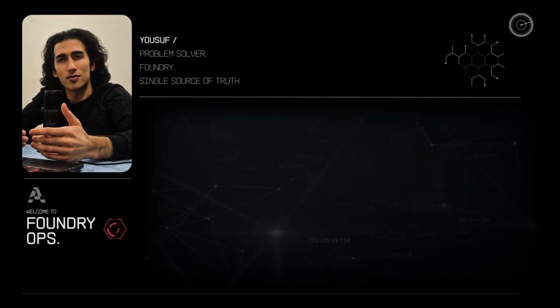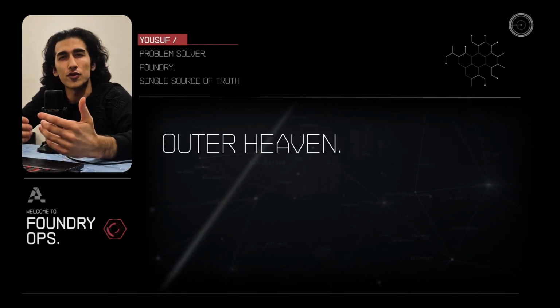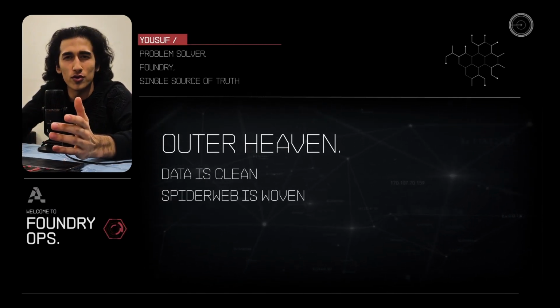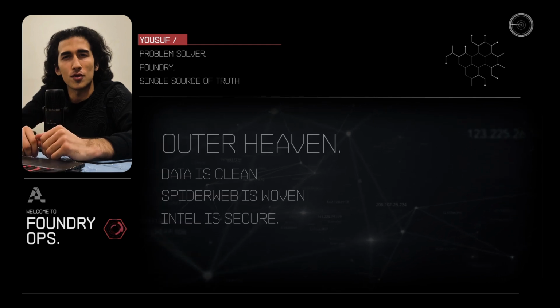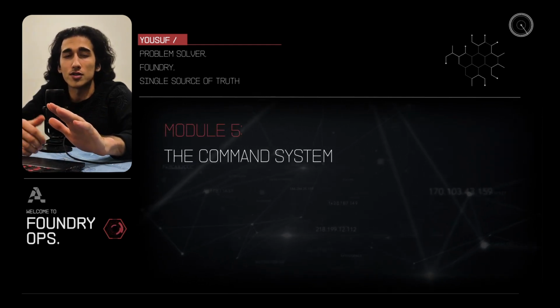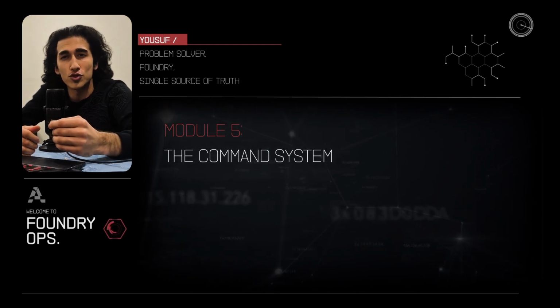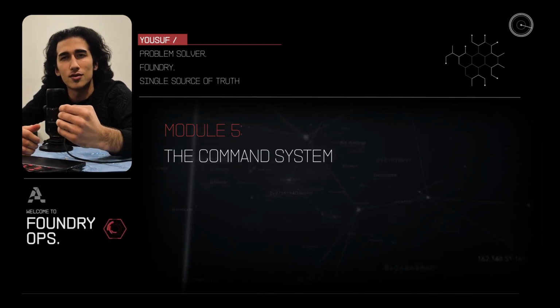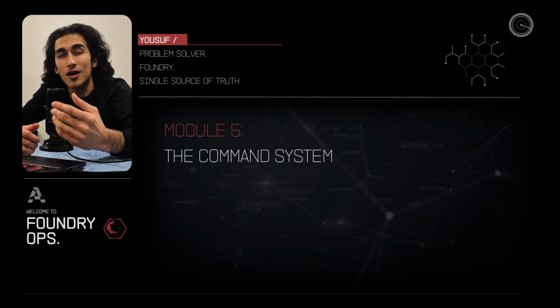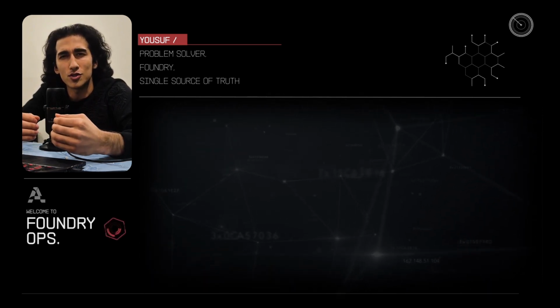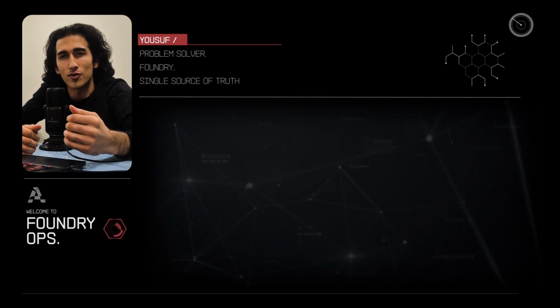And with that, the backend of Outer Heaven is officially set in stone. The data is clean, the spiderweb is woven, and the intel is secure. In Module 5, we're finally stepping into the light. We're going to open Workshop, build our visual command center, integrate an AI copilot to interrogate our data, and build a custom kill switch to take down our traitor.